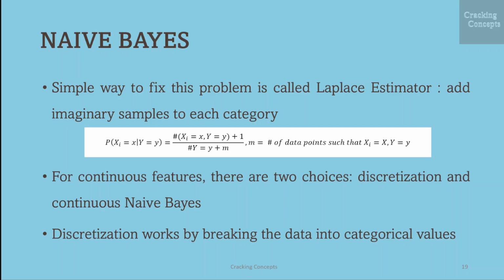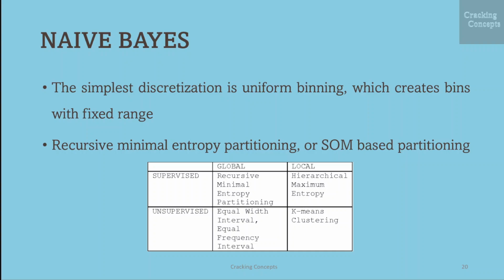Discretization works by breaking down the data into categorical values. The simplest discretization is uniform binning, which creates bins with fixed range. There are more complicated ways also to solve this, like recursive minimal entropy partitioning or SOM based partitioning. The table here is discretizing a continuous feature for naive Bayes.